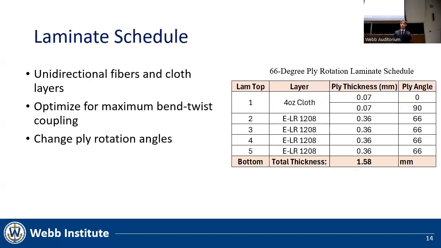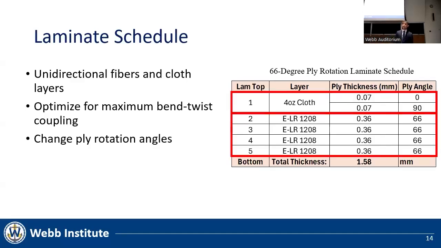Now that we have determined the geometry of the foil, the next step is to choose the laminate schedule that we would like to test. We chose to use a 5-layer laminate schedule consisting of 4 layers of unidirectional fibers and 1 layer of thin cloth around the outside surface of the foil. From here, we focused on changing the angle of the unidirectional fibers to optimize for bend twist coupling.